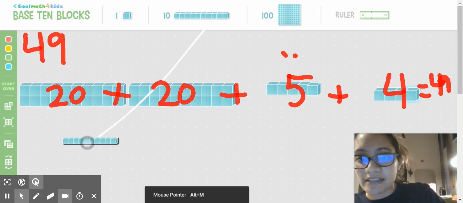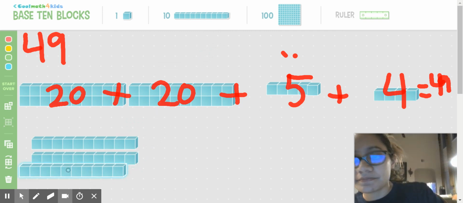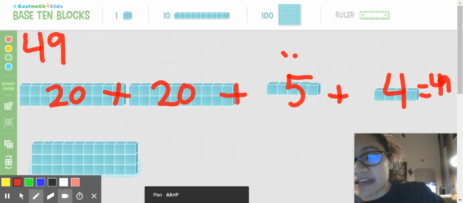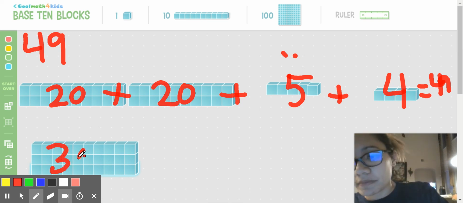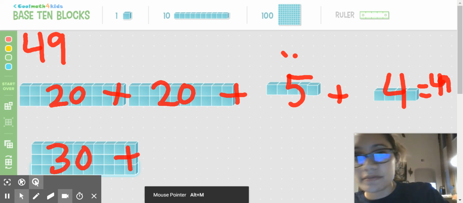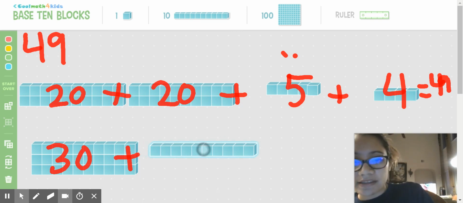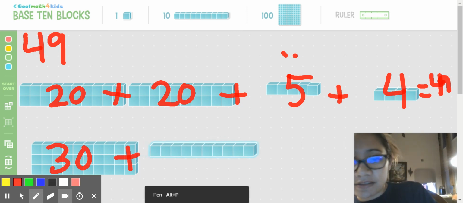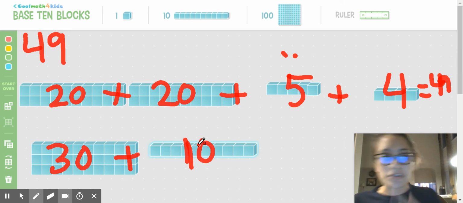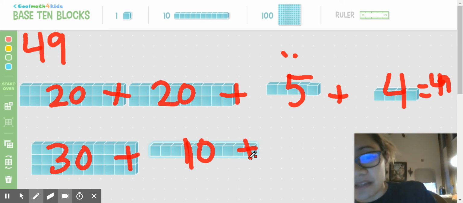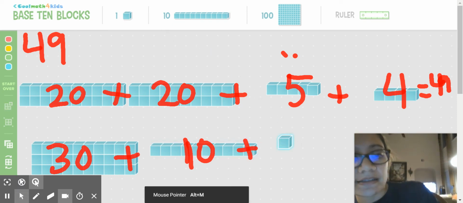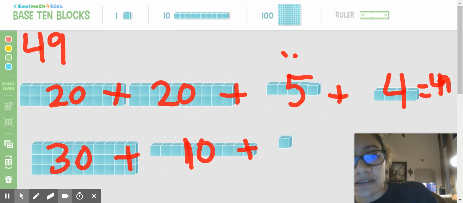Or you could have done 3 groups of 10. You put them together. That gives you 30. If you add a rod, that gives me 10. So 30 plus 10 is 40. I still need to get 9 more. And then this is where you can put your ones. And you can add 9 ones. So that's one way you could do it.